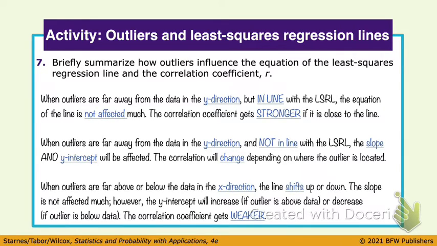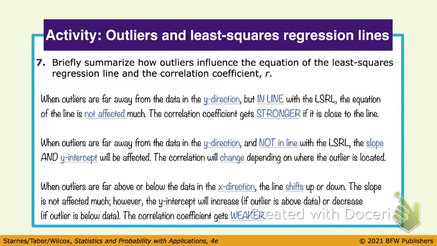But the correlation coefficient gets stronger the closer that data point is to the line. Okay, so if I add a value that is on the line but far away, my line doesn't change much, but my correlation coefficient is stronger.